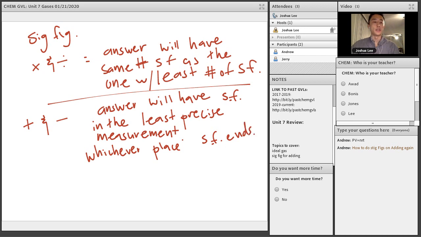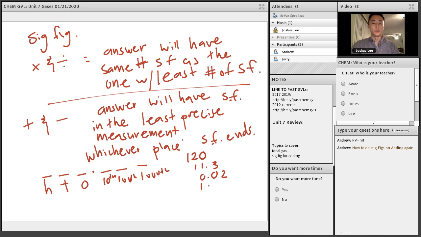So when we talk about that, we could think like hundreds, tens, ones, then the tenths, hundredths, and then the thousandths, and so on and so forth. So when we add numbers like this, 120 plus 11.3 plus 0.02 plus 1.8, if we do our normal math, this is what, 2, 11, 3, 3, 1. But then I have to check where my sig figs are.